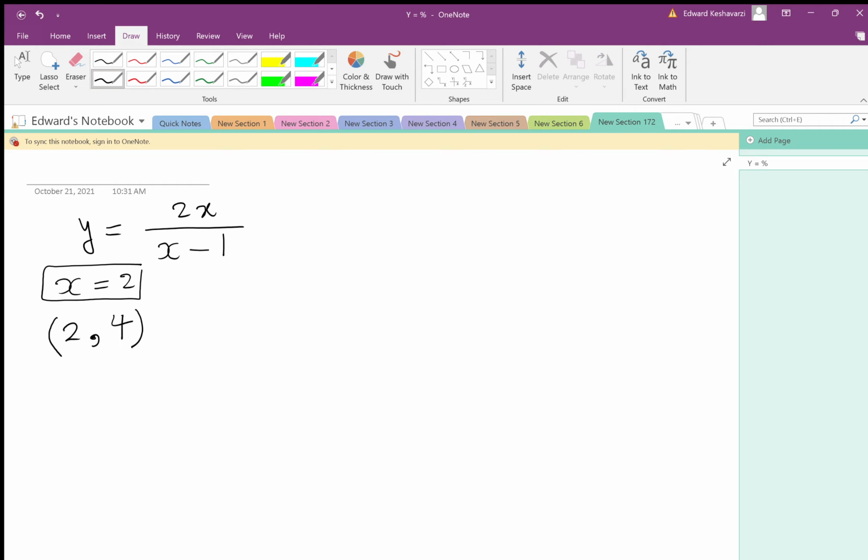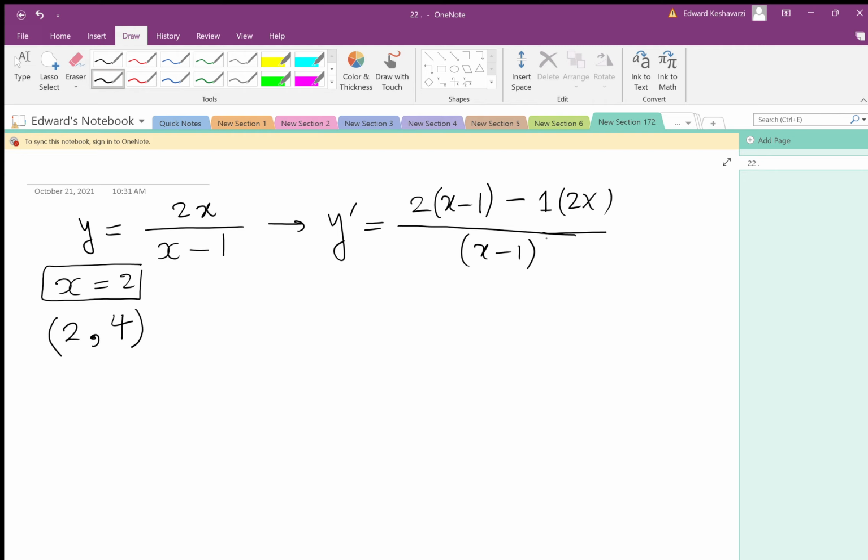In order to get the slope of tangent line, we take the derivative. And how do I do that? That's quotient rule. Derivative of top, which is 2, times bottom itself, minus derivative of denominator, which is 1, times numerator, which is 2x, all over x minus 1 squared.